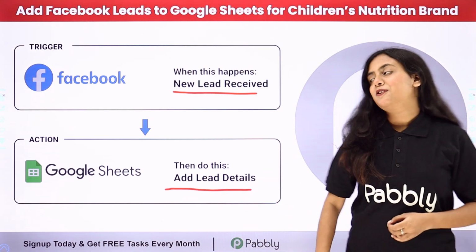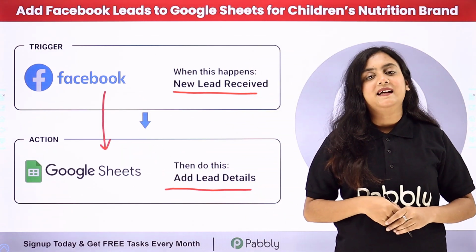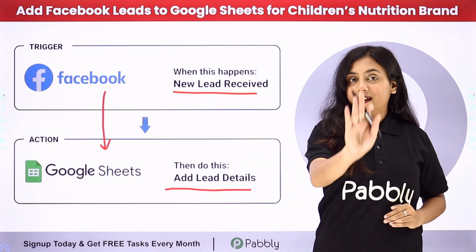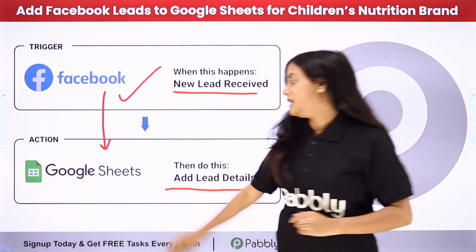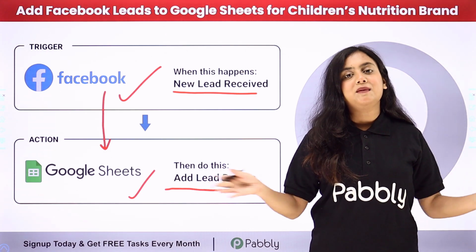For that, we need to create an automation between Facebook lead ads and Google Sheets with the help of Pabbly Connect. Pabbly Connect runs on two principles, that is trigger and action. In this process, my trigger application is going to be Facebook lead ads and my action application is going to be Google Sheets. If you want to learn how to do this automation, then let me take you all to my screen.